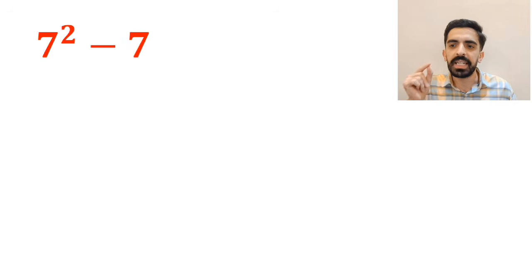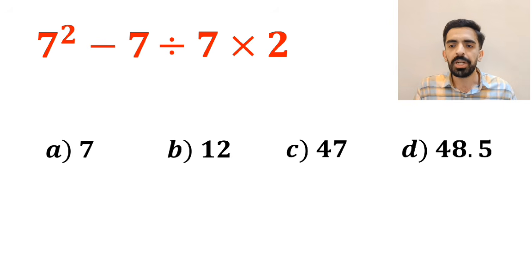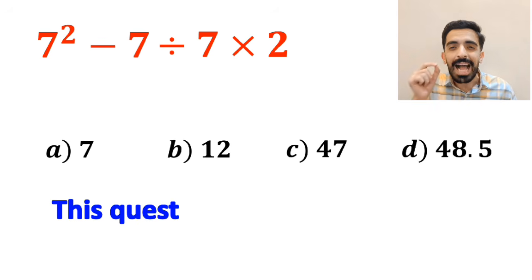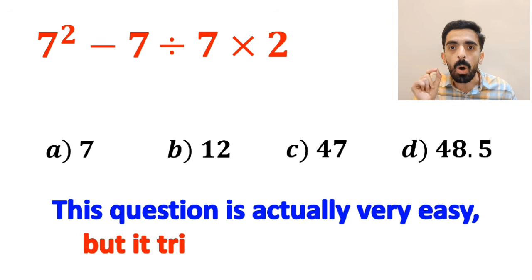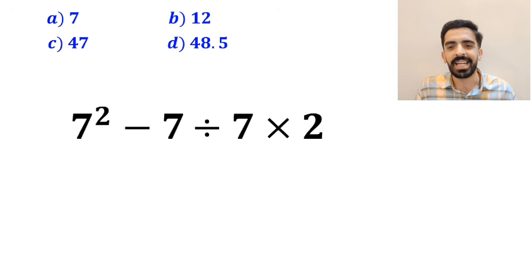What is the value of the expression 7 squared minus 7 divided by 7 times 2? Which option do you think is the correct answer to this question? This question is actually very easy, but it tricks almost everyone. Let's take a closer look and solve it together.